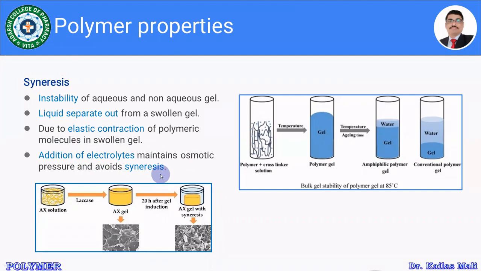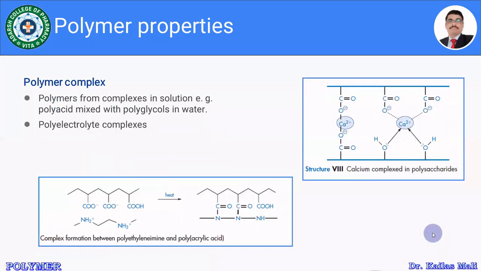It is one of the important properties of polymers, and it will be helpful for designing of gels, controlled drug delivery gels. So let us move towards the next property related with the polymer, that is the polymer complexation. Yes, it is one of the important things which will help us to design certain controlled drug delivery systems.